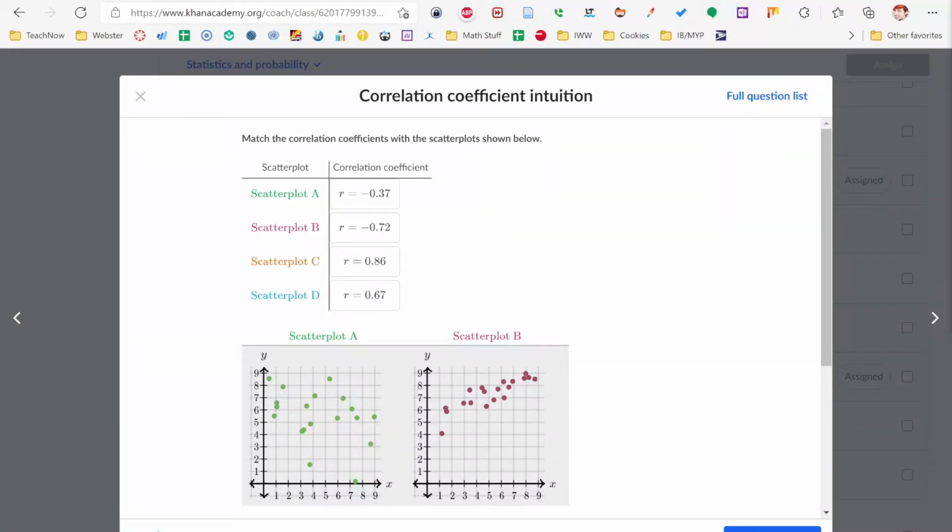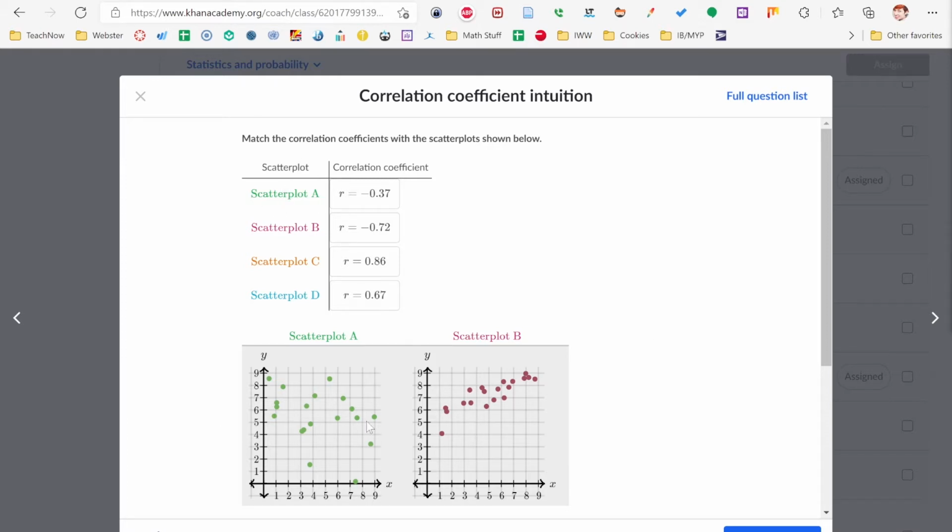Here we are looking at a Khan Academy exercise that I like to assign to my students. It's using the number that we see with correlation. This is Pearson's product moment correlation coefficients and several scatter plots. And we just want to use our best intuition to match what value of r we would expect to see with each plot. We're not really calculating it. We're just taking a look.